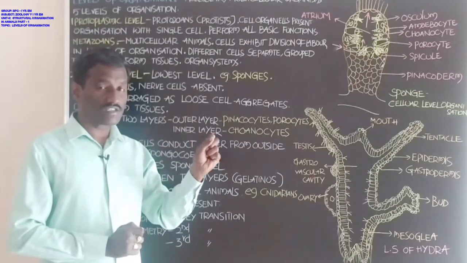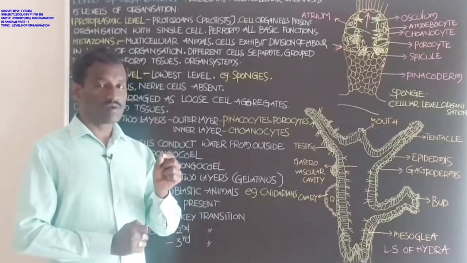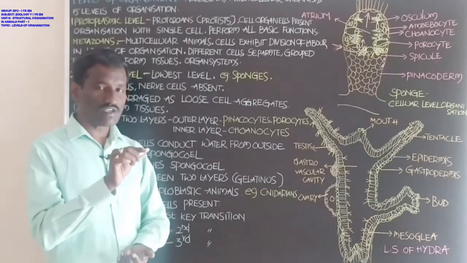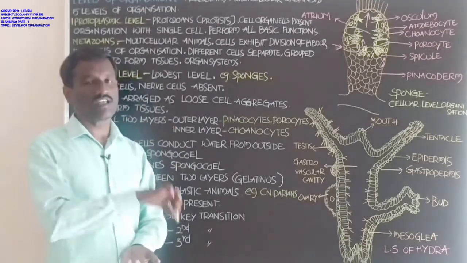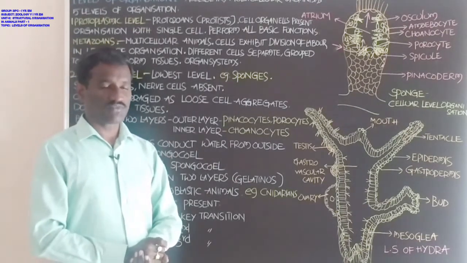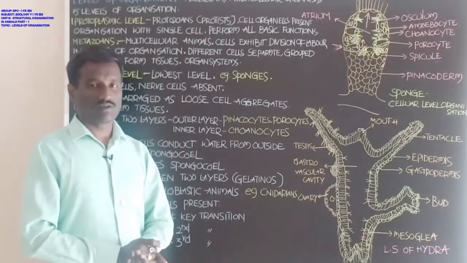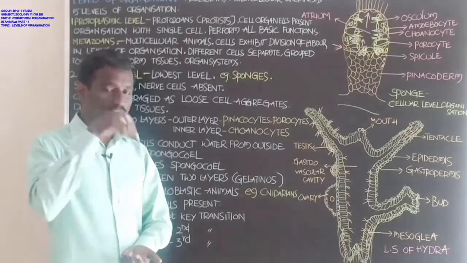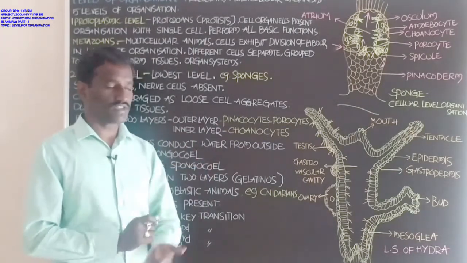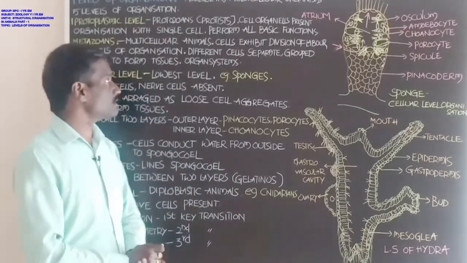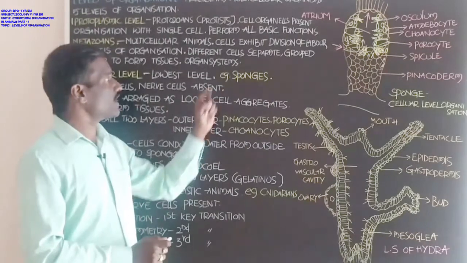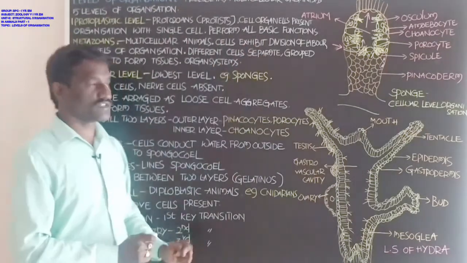Cell organelles are involved in the basic body functions. Cell organelles means the parts present in the protoplasm, the cytoplasm of the cell. Different cell organelles present in the cytoplasm of the cell help in basic body functions. Next, organization with a single cell performs all basic functions.